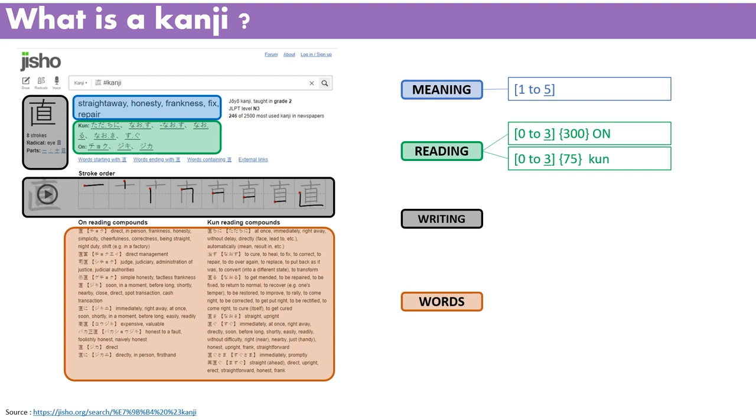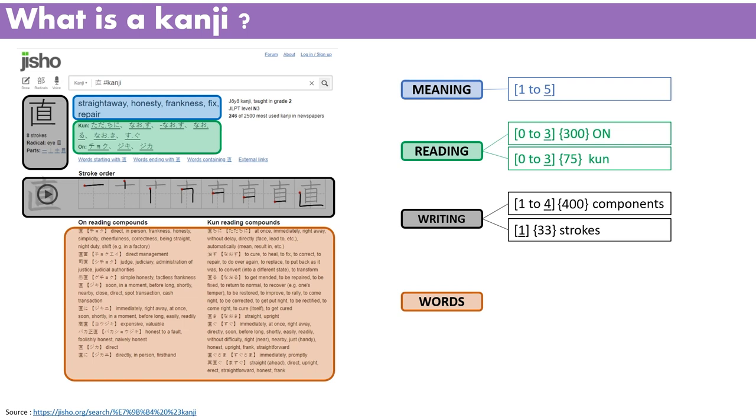Then, the writing. Each kanji can be seen as an aggregation of smaller parts, the components, between 1 and 4. And with around 400 different components, you can write all the kanjis. The number of strokes of a kanji is easy. It is a single number between 1 and 33.